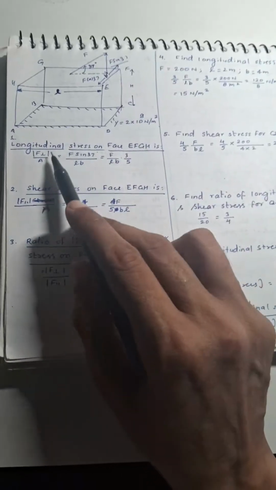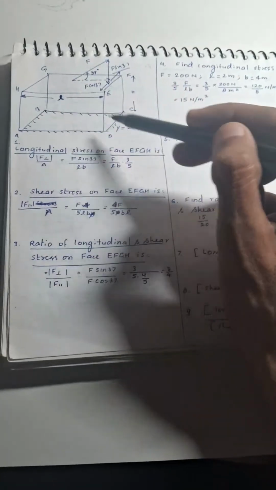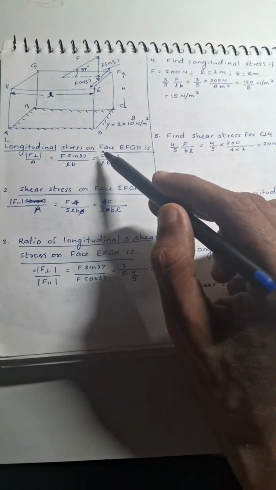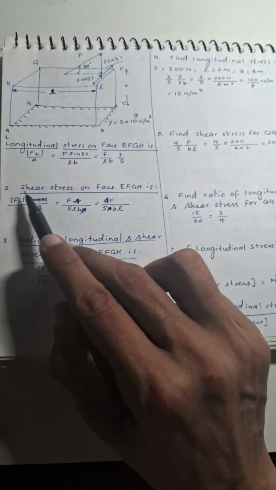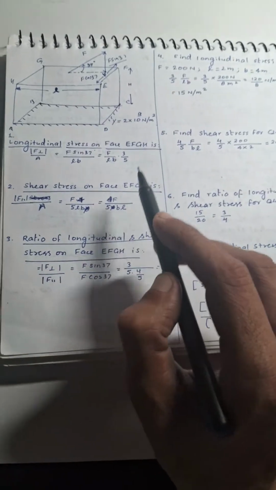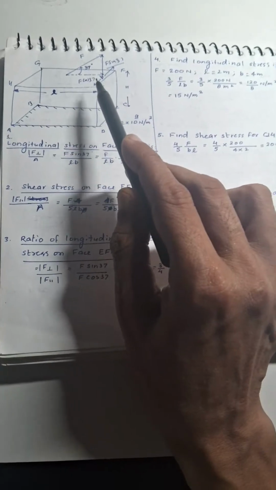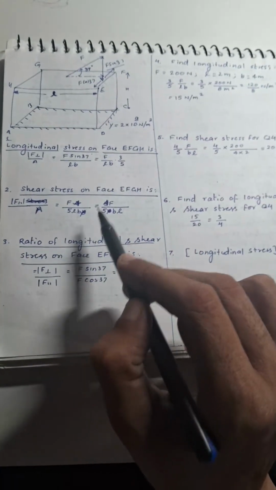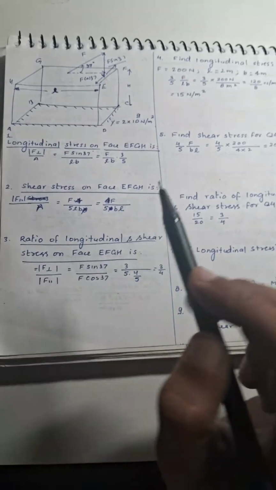So longitudinal stress is perpendicular force by area. Perpendicular force here will be F sin 37, area will be LB. So after calculations, it comes out to be F upon LB into 3 by 5. Then is the shear stress on the face EFGH. For finding shear stress, you have to take the component of force in the plane. That will be F cos theta. So cos 37 is 4 by 5, so that will be 4F by 5BL.